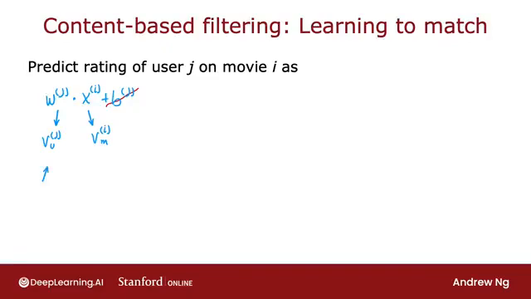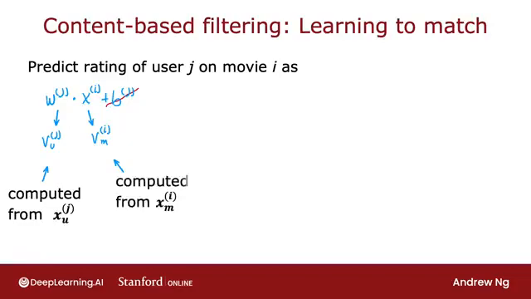So VJU is a vector, a list of numbers computed from the features of user J, and VIM is a list of numbers computed from the features, like the ones you saw on the previous slide, of movie I. And if we're able to come up with an appropriate choice of these vectors, VJU and VIM, then hopefully the dot product between these two vectors will be a good prediction of the rating that user J gives movie I.